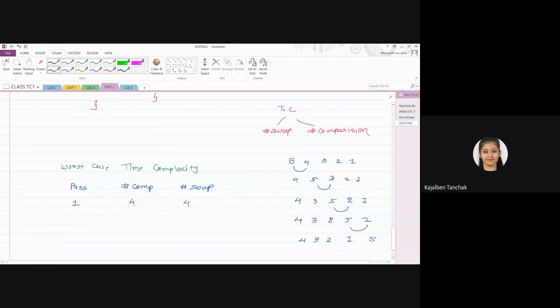In the worst case, the largest element is in the first position and the smallest element is in the last index. So you need to make the maximum number of comparisons, that is 4, because n is equal to 5, right? So if you want to take 5 to the correct position, then you will have to make 4 comparisons, as well as the number of swaps will be 4. In the second pass, it will be 3.